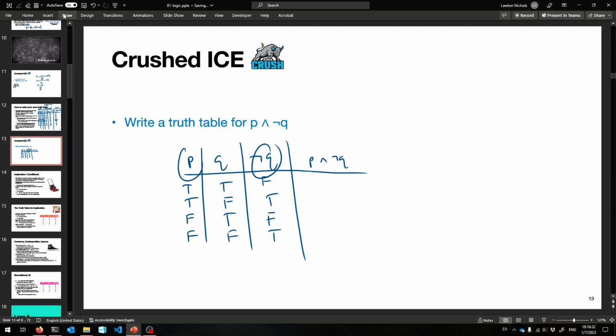I have my not Q, I have my P, I just need to AND them together. I get my answer. So what's true ANDed with false? That's false. True and true, true, false, false. So that is P and not Q. It's got a truth right there. And you can kind of read that: the only way it's true is if P is true and Q is false.